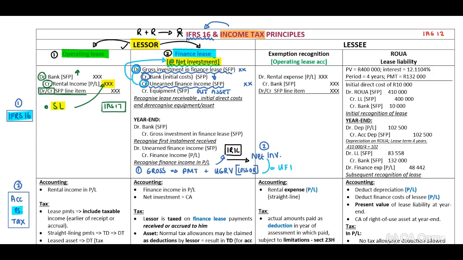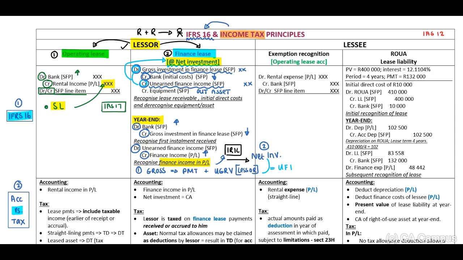Then at year end, when payment is received, our lessor will receive the payment, therefore our bank increase, and we need to decrease our gross investment account. We need to recognize the finance income. Therefore, in our profit or loss, we will credit finance income increase and we will debit our unearned finance income.